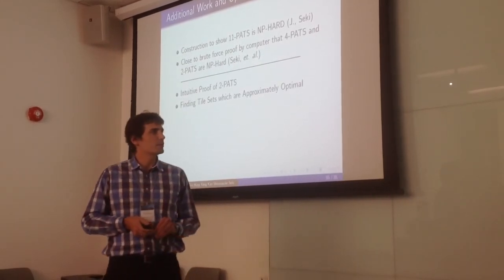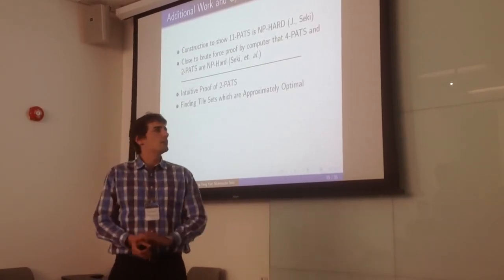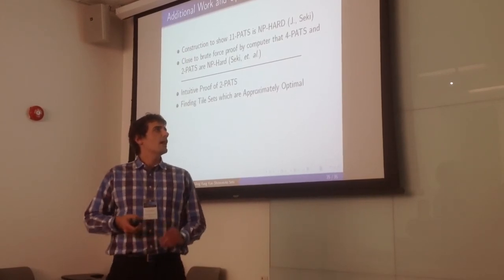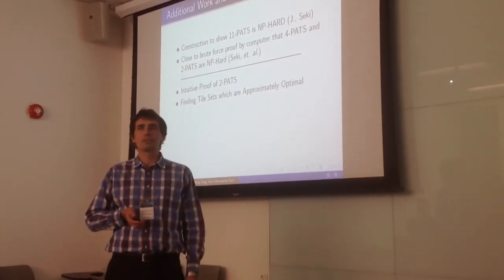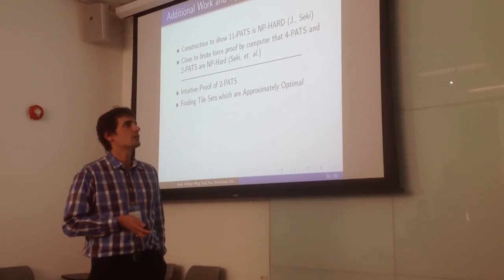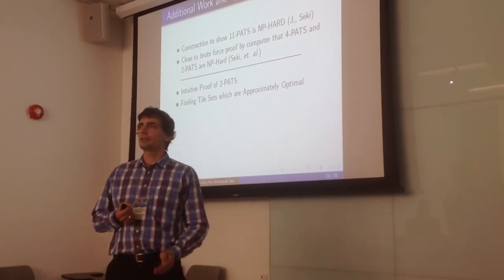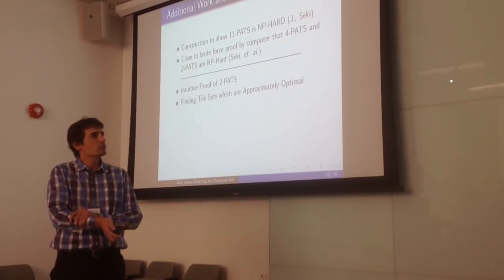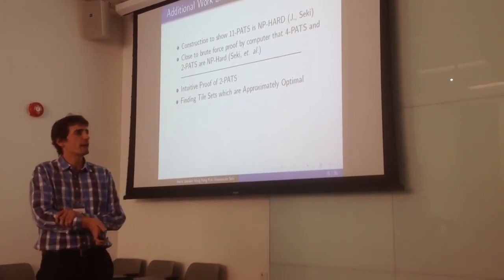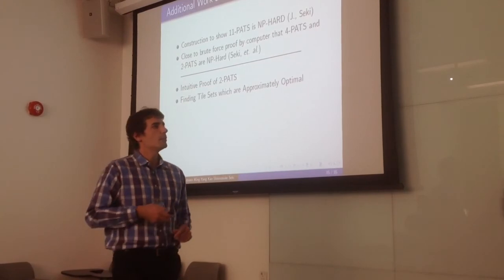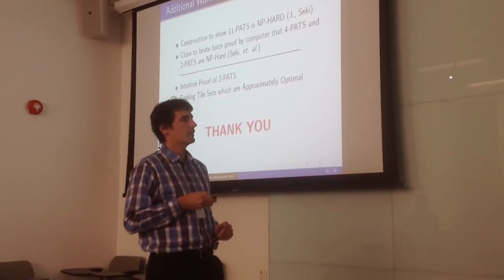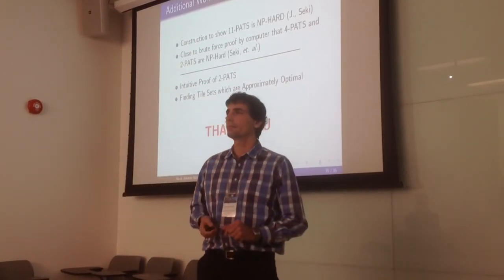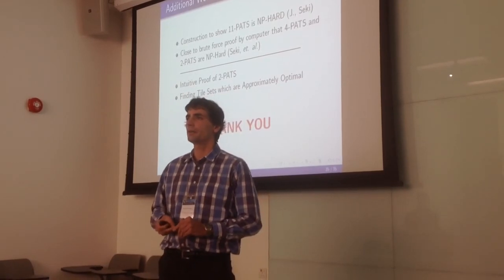So additional work and open questions. Seki and I have a new construction for 11 PATHS. And also he is working with some people at Caltech and using a brute force computer search to do 4 PATHS and 2 PATHS. But we still want an intuitive proof of 2 PATHS, and we want to be able to find approximately small optimal tile sets.